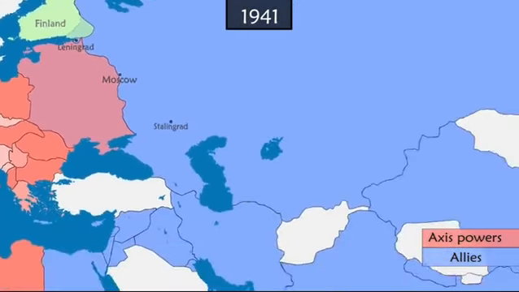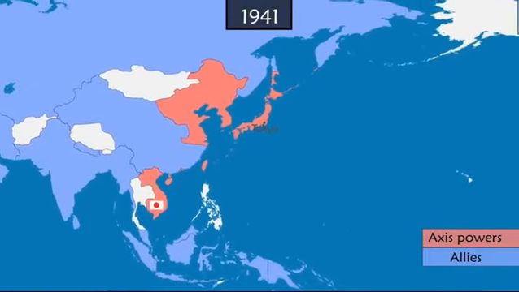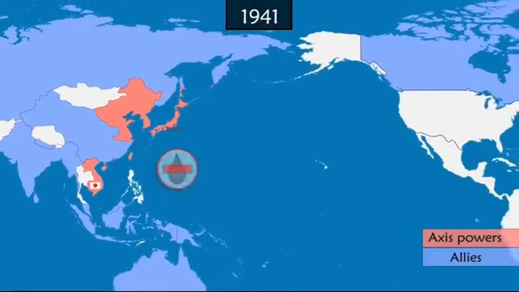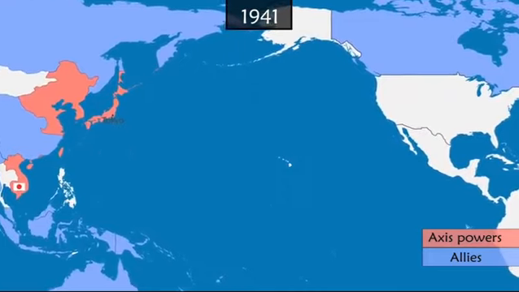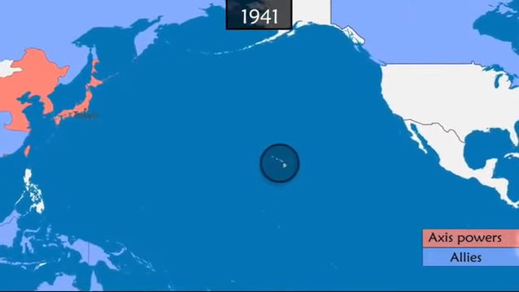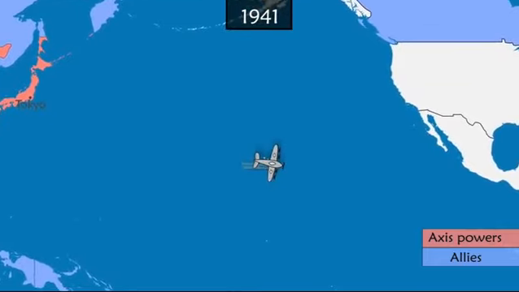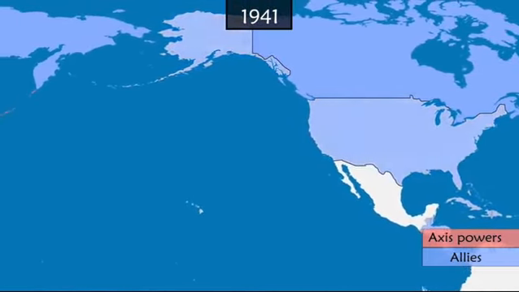In Asia, Japan occupies French Indochina. To counter its expansionist policy, the United States imposes upon it an embargo on oil and steel. In response, the Japanese conduct a surprise attack on the United States at Pearl Harbor. A massive aerial bombing damages a large part of the US naval fleet. The United States enters the war on the Allied side.